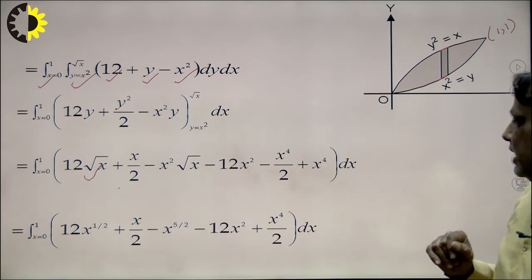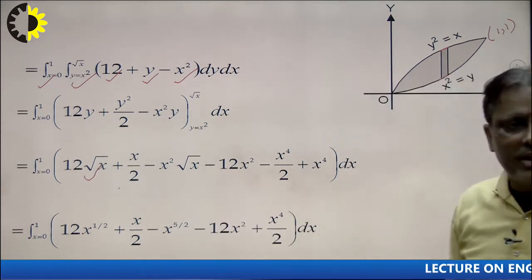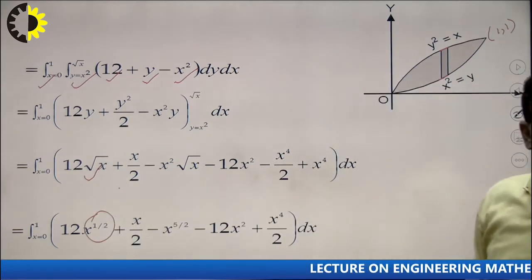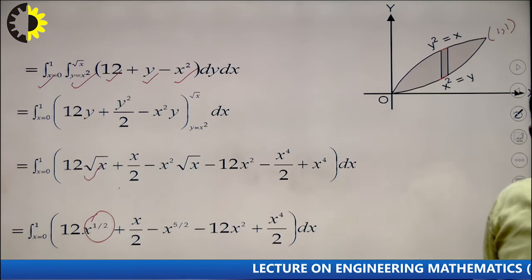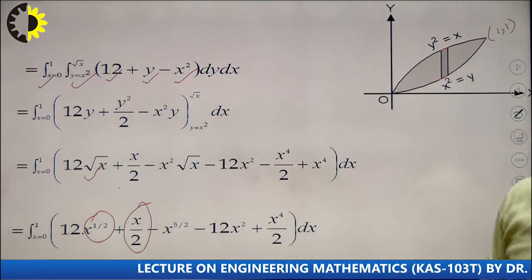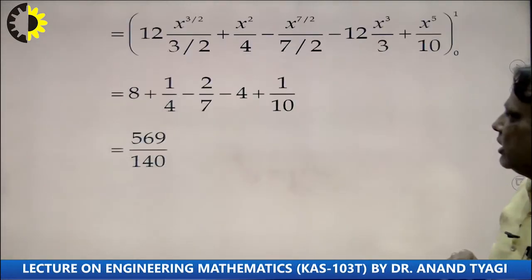Now the question is how to integrate, and what will be the decision over here? Integration of x raised to the power 1 by 2 will be x raised to the power 3 by 2 upon 3 by 2. Integration of x will be x square by 2, and of x square will be x cube by 3. In this way we can find the integration term by term. What will be the conclusion here?